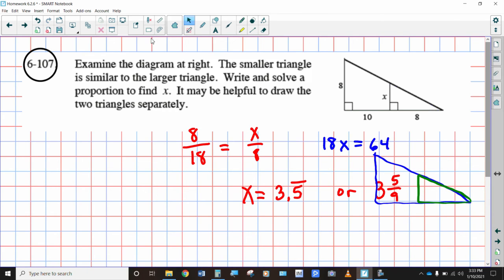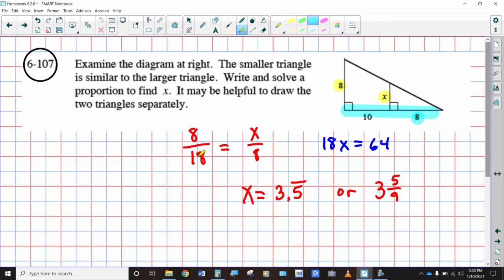All right, so with that being the knowledge, we know that the side lengths that correspond to each other are going to be proportional. So the x will correspond to the 8, and the 8 here, sometimes people make the mistake of saying the 8 corresponds to the 10, but the 8 actually corresponds to the total from here to here, which would be 18.